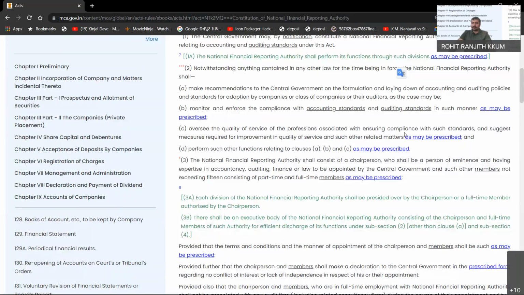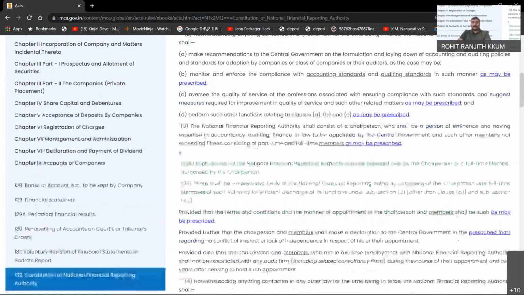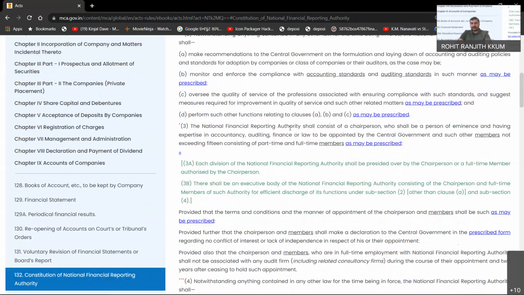These rules you read on your own, because if I click each and every point, the discussion will be very lengthy. So whatever is applicable for your exam only, I will discuss only that much, not beyond that. Now, the National Financial Reporting Authority shall consist of chairperson, who shall be a person of eminence and having the expertise either in accountancy, auditing, finance, or law, to be appointed by the central government. So the first will be the chairman, and such other members not exceeding 15, consisting of part-time and full-time members.